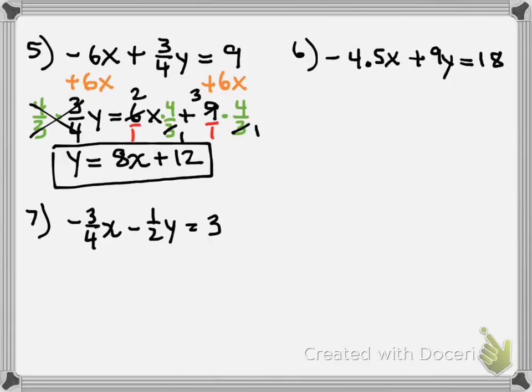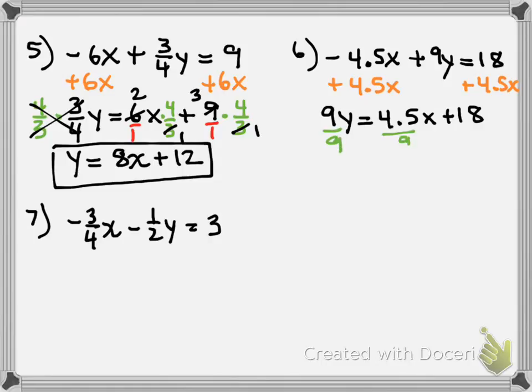We have a similar problem on number 6. The first term is negative. To make it go to the other side, the inverse operation would be to add. So we're going to add 4.5x to both sides. That leaves me with 9y equals 4.5x plus 18. And now all I'm going to do is divide both sides by 9.